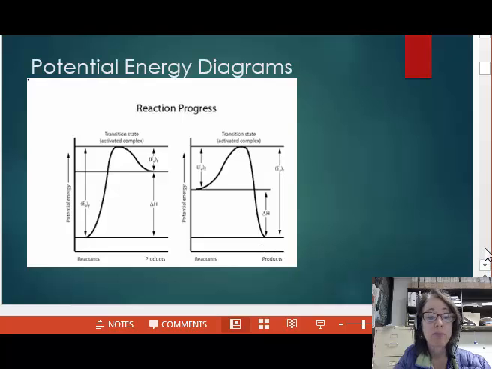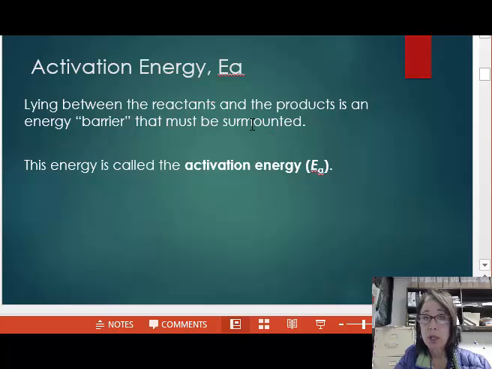The activation energy is symbolized by capital E subscript A and can be thought of as a barrier for reactants to overcome to reach products.